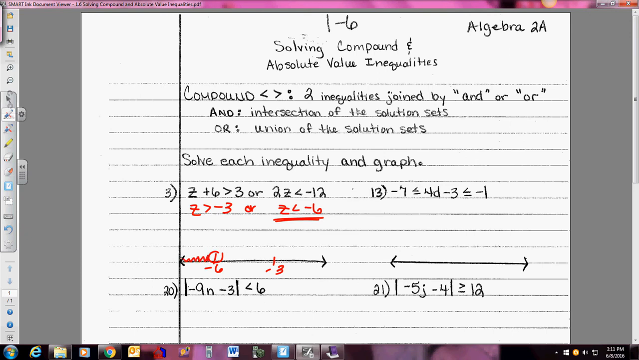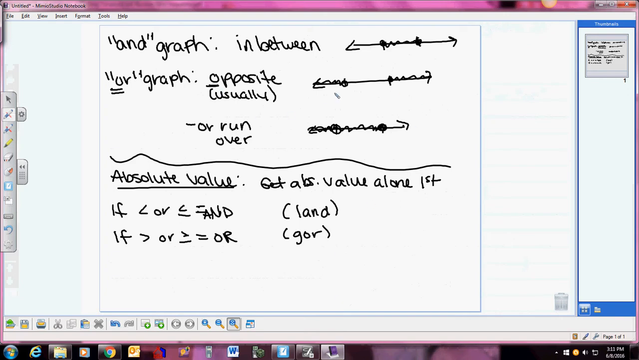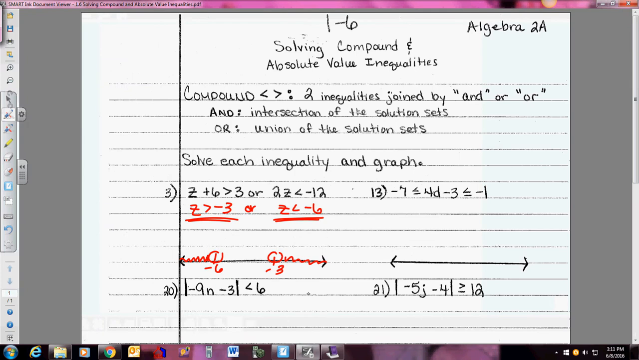So right here. Now let's just focus on this part. Would it be open or closed? Open. Left or right? Right. So this is what an OR graph is supposed to look like. If you go back to what we put on the back, OR graphs should be opposite directions, and it was. So we probably did this problem correctly.